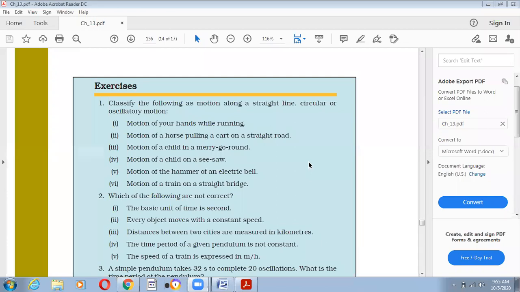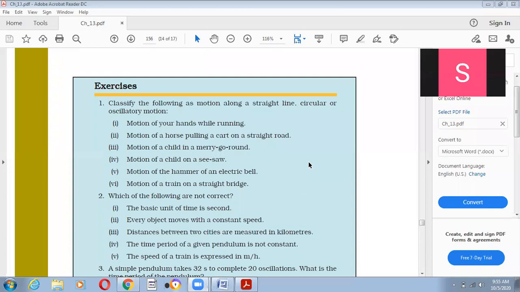The next is motion of the hammer of an electric bell. You might have observed when we strike the hammer on an electric bell, or you might have seen the bell on which the small hammer is attached. When we press the button, that will create oscillatory motion. Then motion of a train on a straight bridge, that is a kind of linear motion.